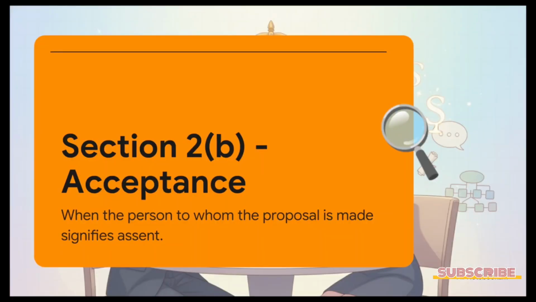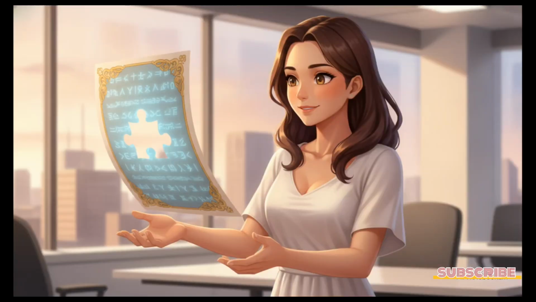Next up, we have Section 2B, which defines acceptance. This one is pretty simple. When the person receiving the proposal signifies their assent, when they basically say yes, the proposal is officially accepted. So how does this fit in? Well, Mrs. Balfour clearly accepted the arrangement by staying in England, exactly as they discussed. So we've got an offer and we've got acceptance. Boom, right?